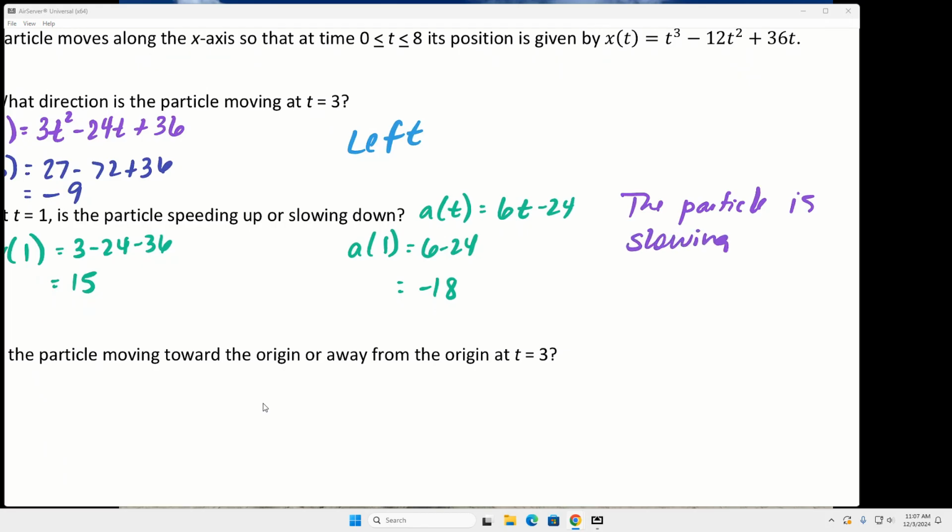Now this one did not ask us to justify. They almost always do. The reason is because the velocity and acceleration have opposite signs. Let's go ahead and write that.